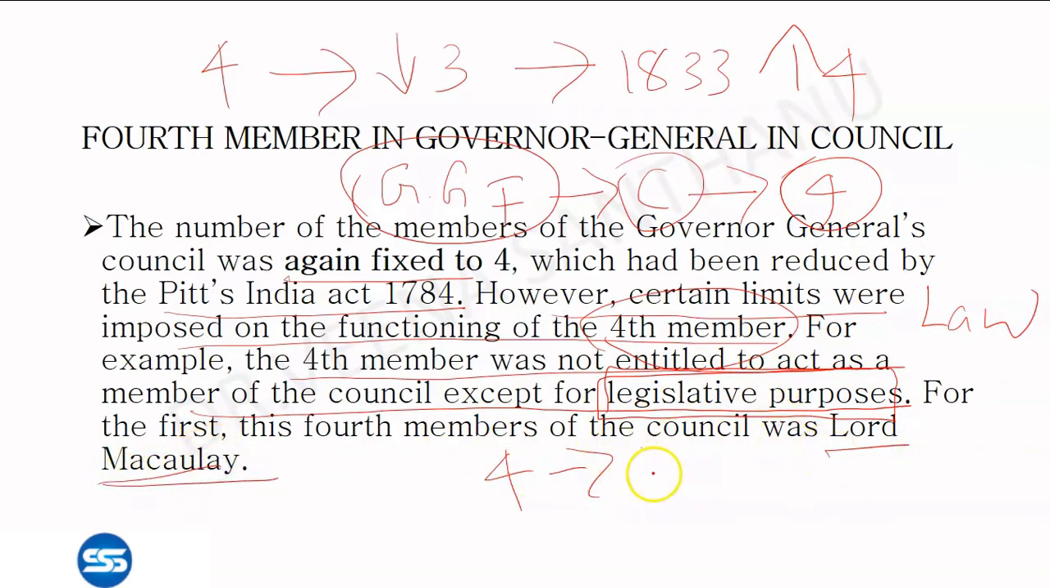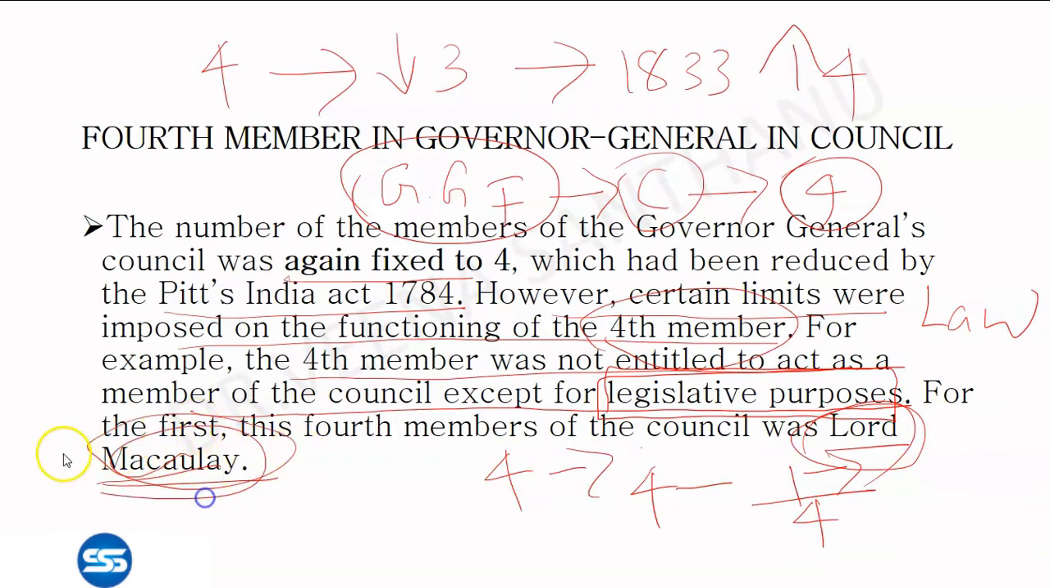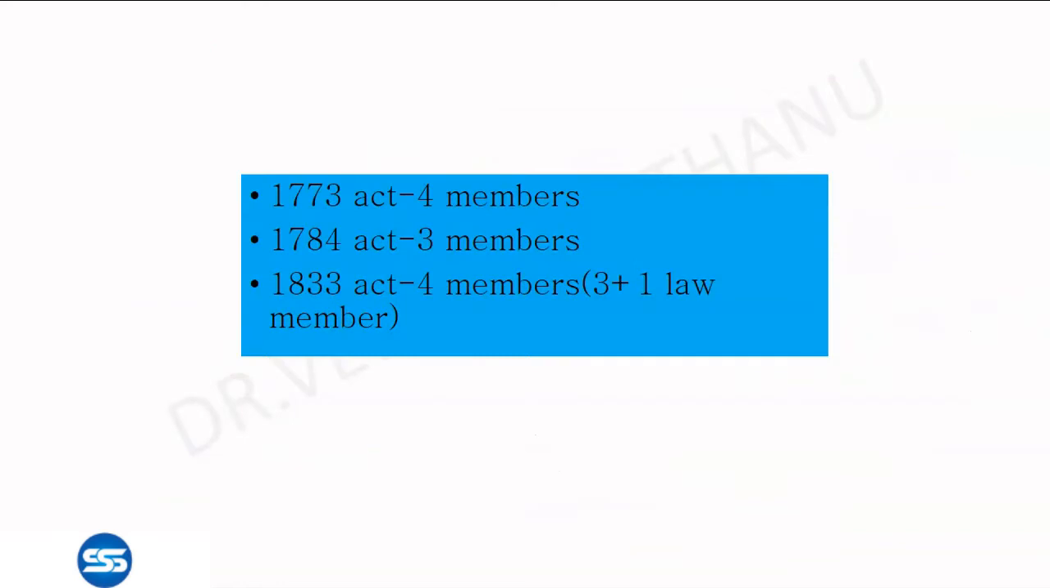There were 4 members, and out of the 4 members, one is a law member because he has only this legislative power. And the first law member was Lord Macaulay. Macaulay, you know, we can always link the name of Macaulay to the Indian education system, right?